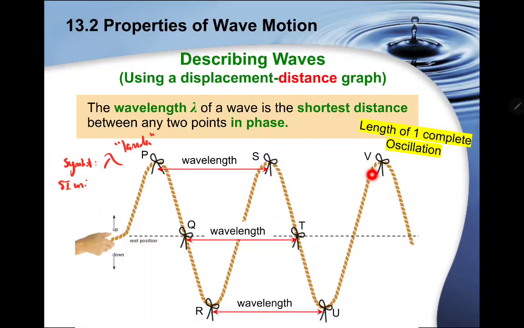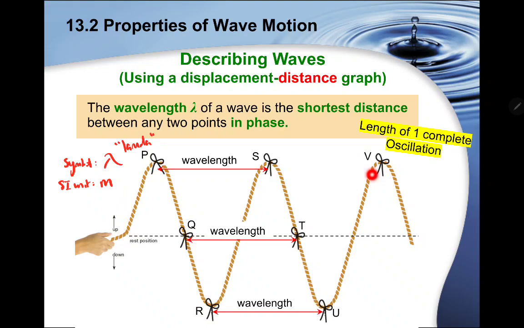The Greek alphabet is lambda, and the units. So the SI unit, it's a length. So what do you think the SI unit is? That's right, it's meters. And of course, the units could be given to you in other units in the question. Could be centimeters, so on and so forth. But the SI unit is meters, so be mindful of the units.